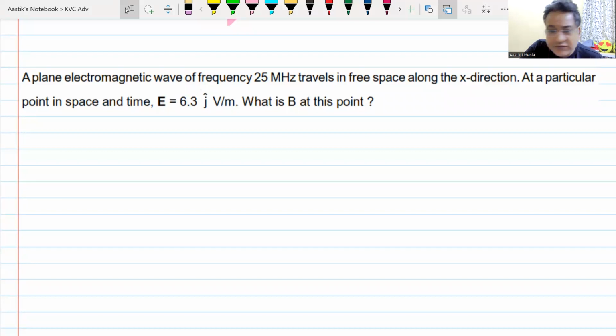Well, then there is this question that you need to solve. A plane electromagnetic wave whose frequency is 25 megahertz is traveling in free space along the x direction, that means the positive x-axis. At a particular point in space and time, the electric field is given. What is the magnetic field? You have to tell me the magnitude of the magnetic field and also its direction. I'll give you 2 minutes to give me the answer.